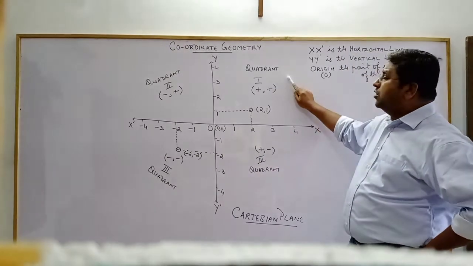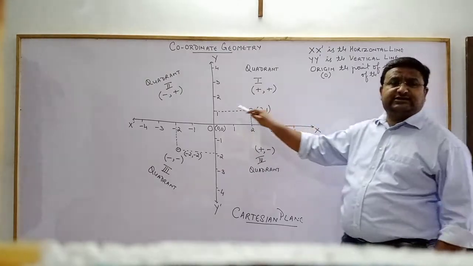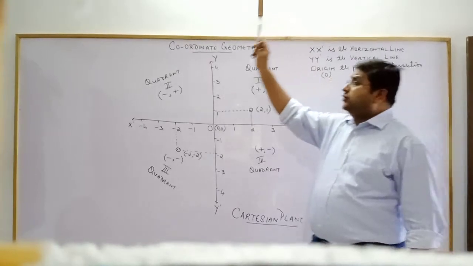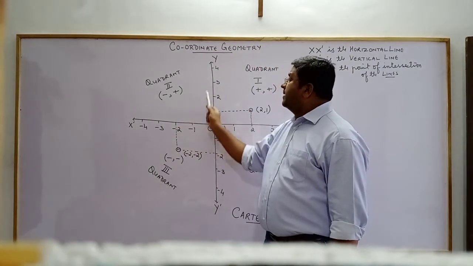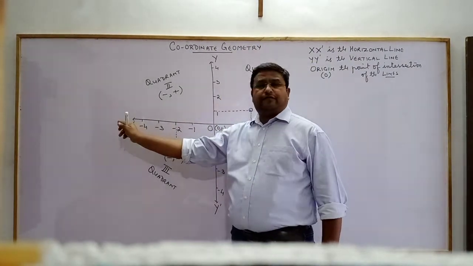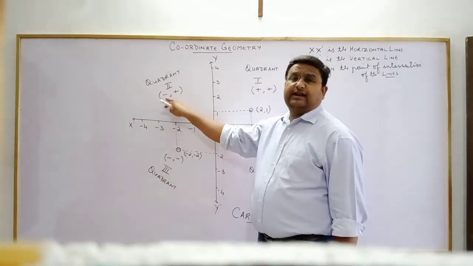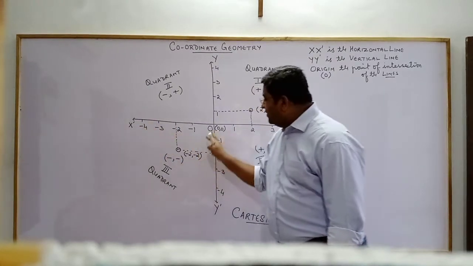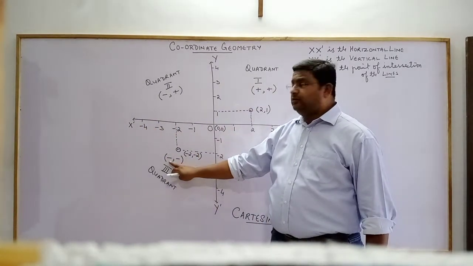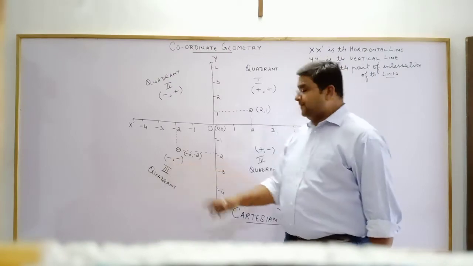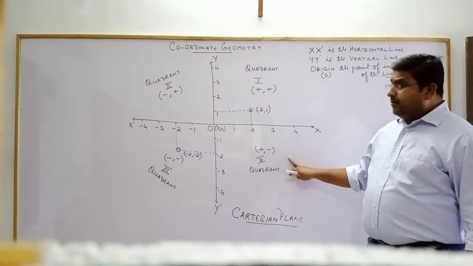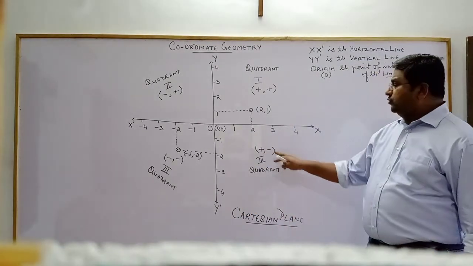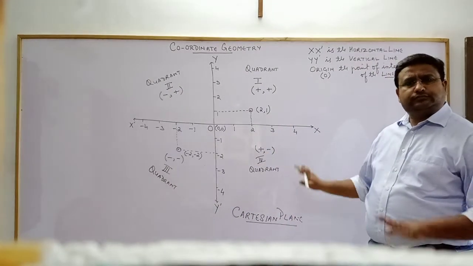When we talk about first quadrant, it is surrounded by positive side of x-axis, positive side of y-axis, so both are positive, plus plus. When we talk about the second quadrant, it is surrounded by negative side of x, positive side of y. So minus plus, x is negative, y is positive. When we come down in third quadrant, x is negative, y is also negative. So the coordinates are minus and minus. Fourth quadrant, it is surrounded by positive side of x and negative side of y. So plus and minus. Clear?